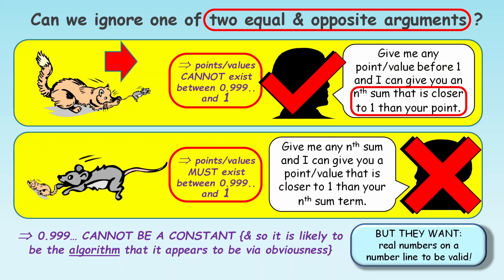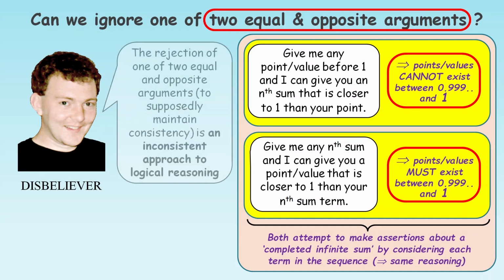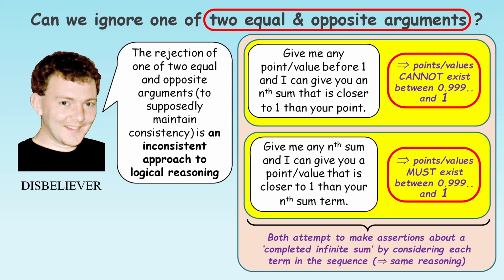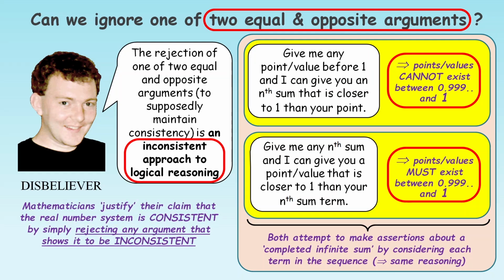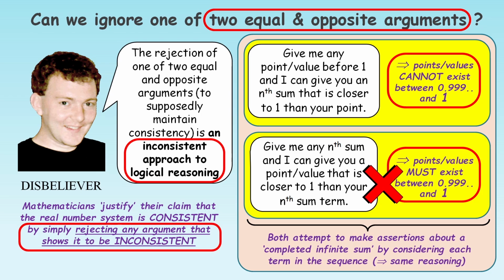It doesn't matter a jot that these are exactly the same argument, just switched around. It doesn't matter to them that they're adopting an inconsistent approach to logical reasoning. The only thing that matters is that they can claim that their concept of real numbers is consistent. And if it can be made consistent by rejecting the second argument, then so be it. To a disbeliever, like me, this can't be a valid approach, because any ridiculous notion can be called consistent if we are allowed to reject any argument that shows it to be inconsistent.